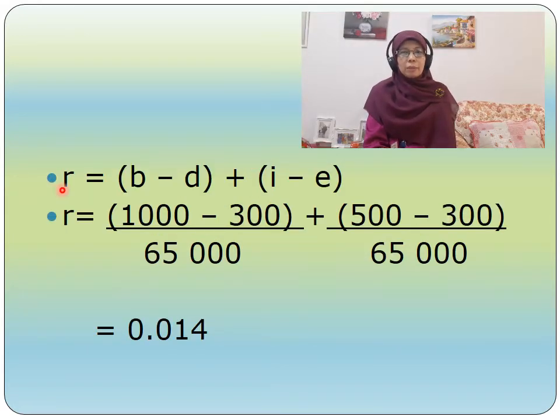Before we calculate the population size, let us look at the rate of growth first, or R. So the rate of growth, or R, equals B minus D plus I minus E. So we replace all the values in this formula. 1,000 is the birth, death is 300, as we have discussed earlier, so 1,000 minus 300 over 65,000, plus 500, which is immigrants, minus 300 emigrants over the total population, which is 65,000. So R equals 0.014.